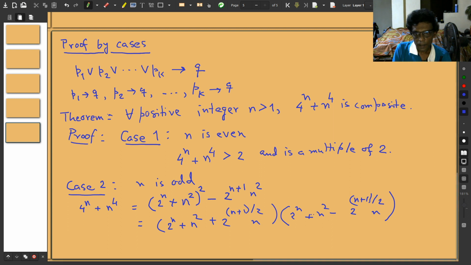Okay. Now it is an easy matter to check that for n greater than or equal to 2, this quantity is greater than 1. This quantity is anyway greater than 1. But for n equal to 1, this will evaluate to 5 and this will evaluate to 1, so for n equal to 1, this is not true. But otherwise, for n greater than or equal to 3, this is also a quantity greater than 1, and therefore this quantity is composite. Okay, good. So this is called proof by cases.